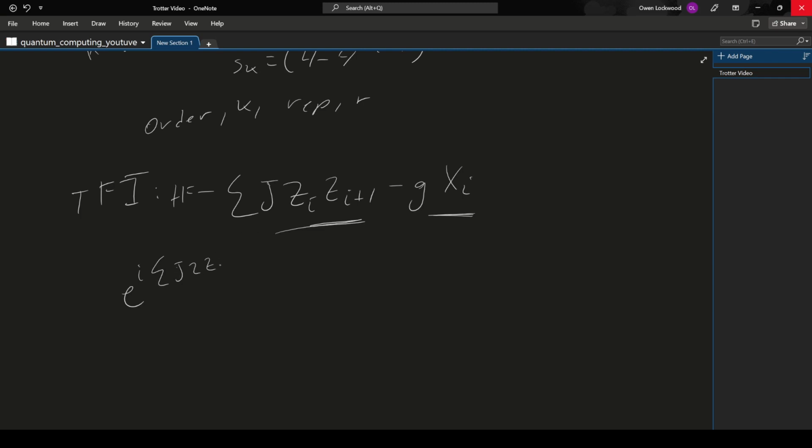You get the ZZ minus gX. So this is our Hamiltonian times t, and this is our goal. All right, so now let's actually look at doing this in code.